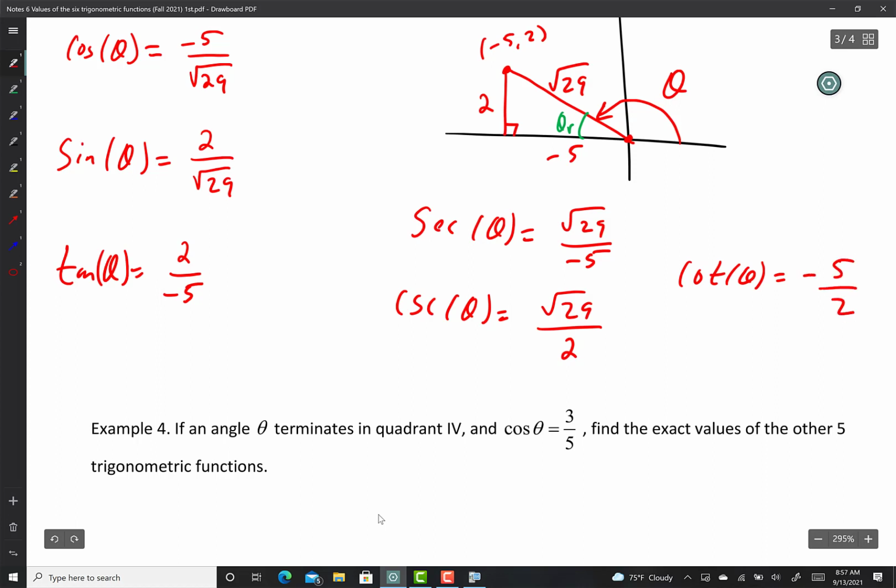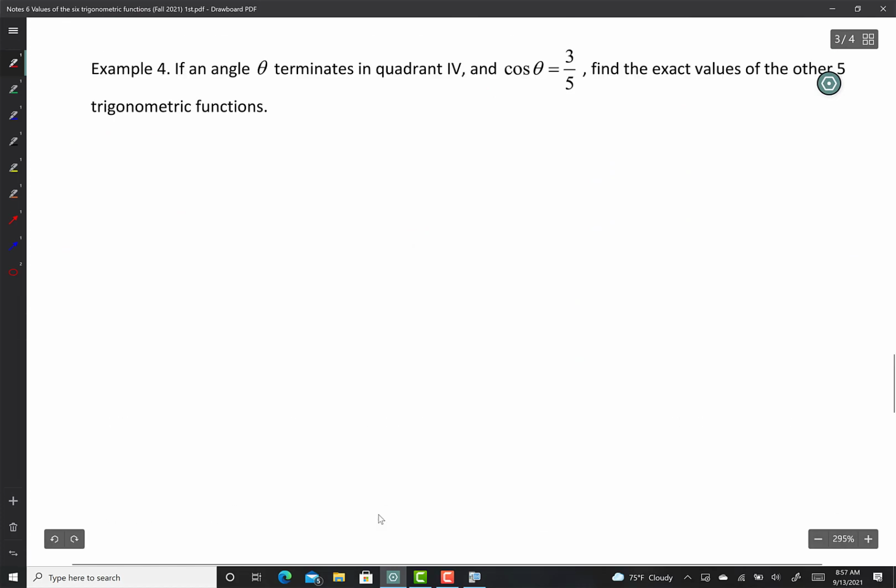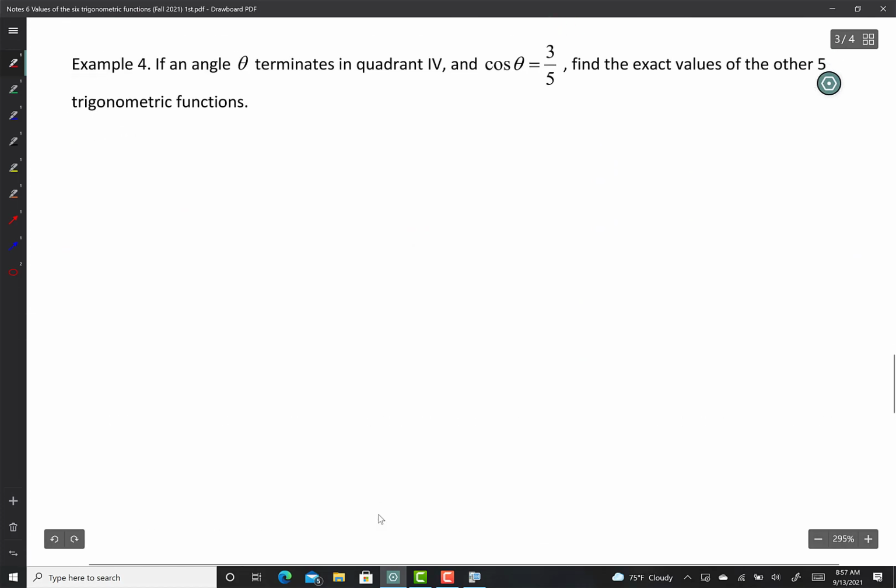I think we got them all. 1, 2, 3, 4, 5, 6. Yep. How do we feel? Yeah, and see, it wasn't so bad. So that's what your activity is going to be today. Just some of those.